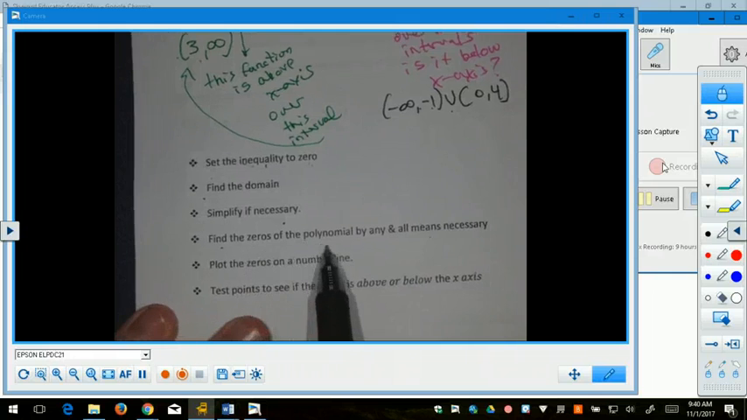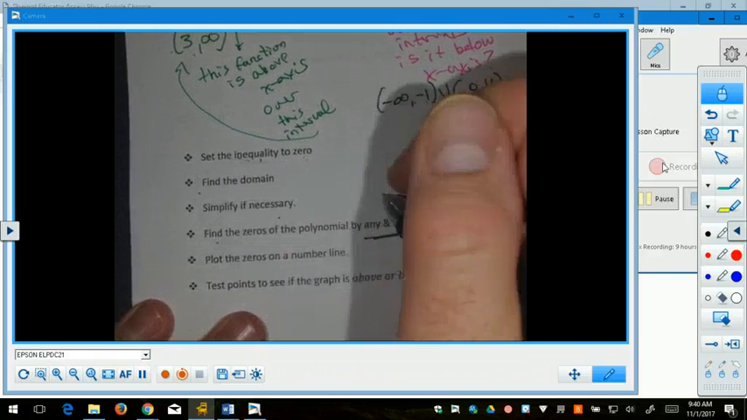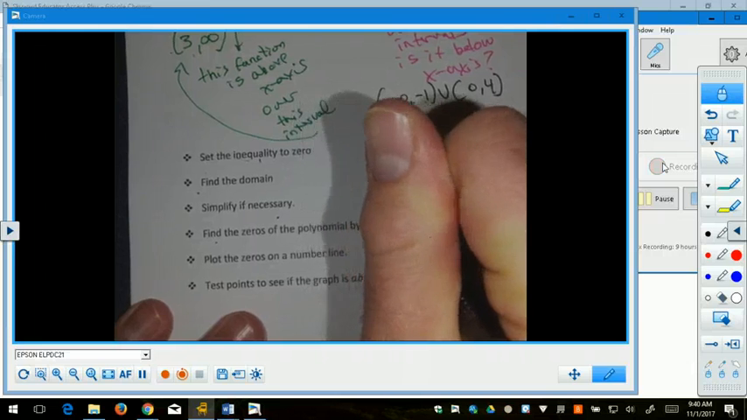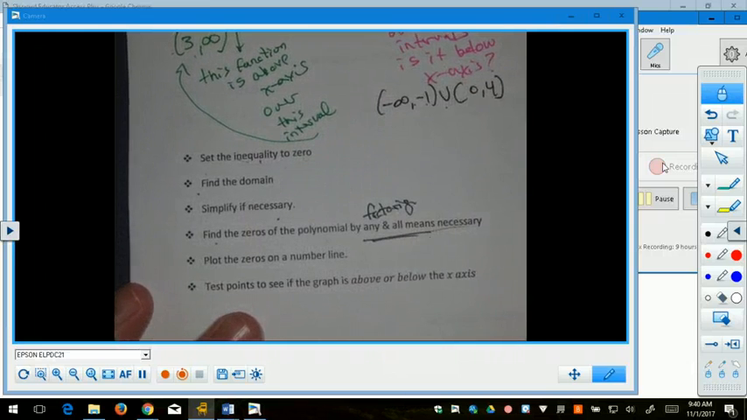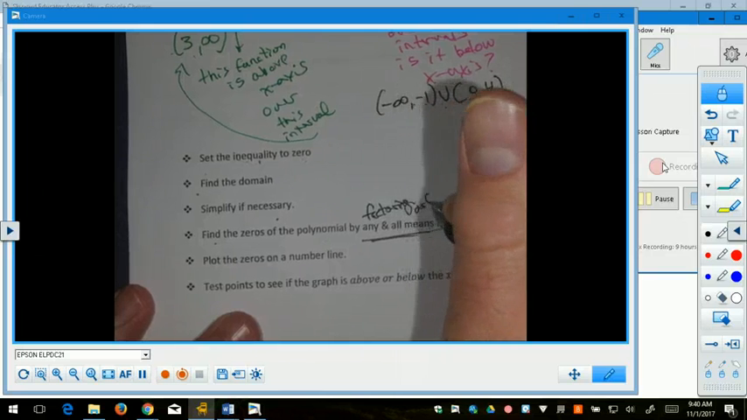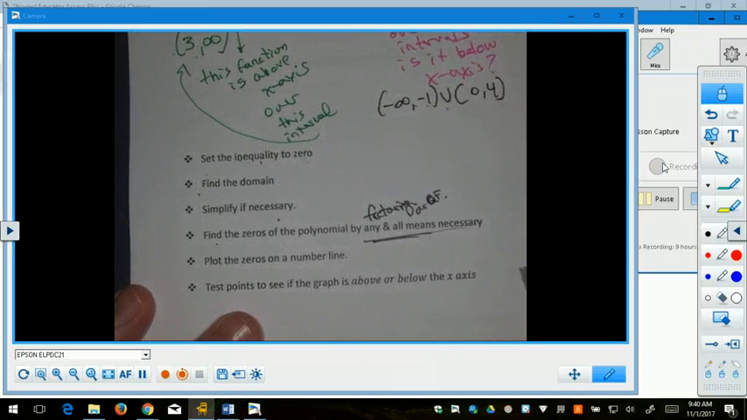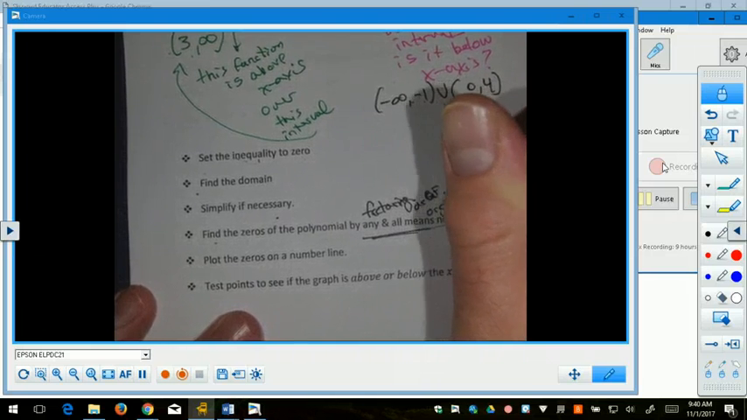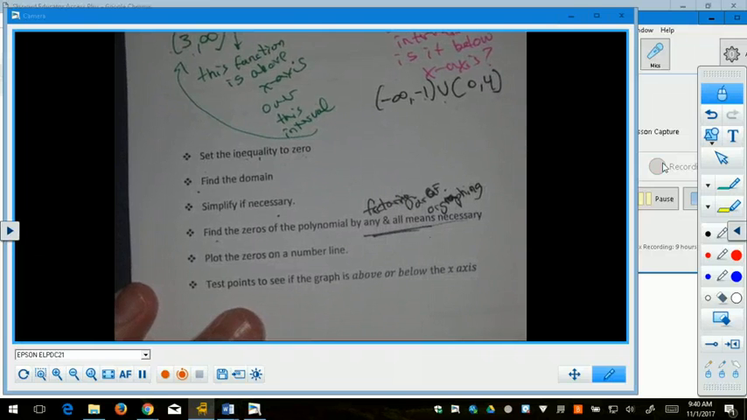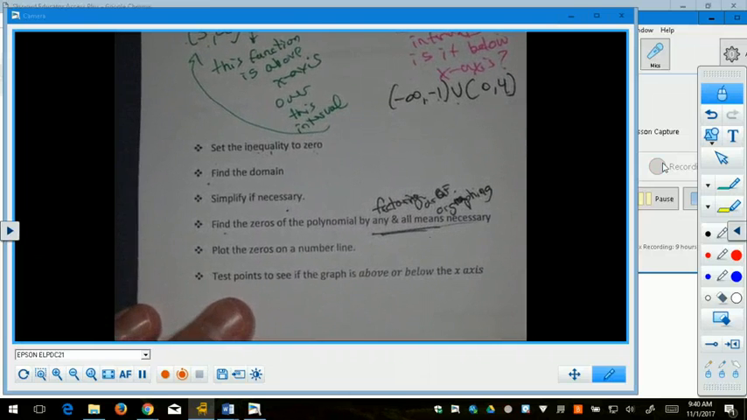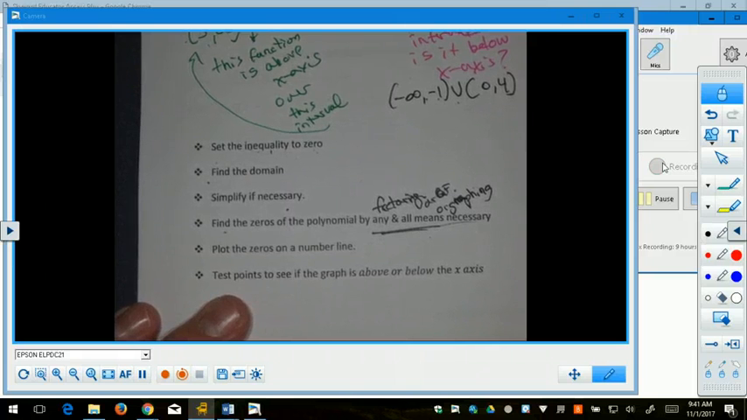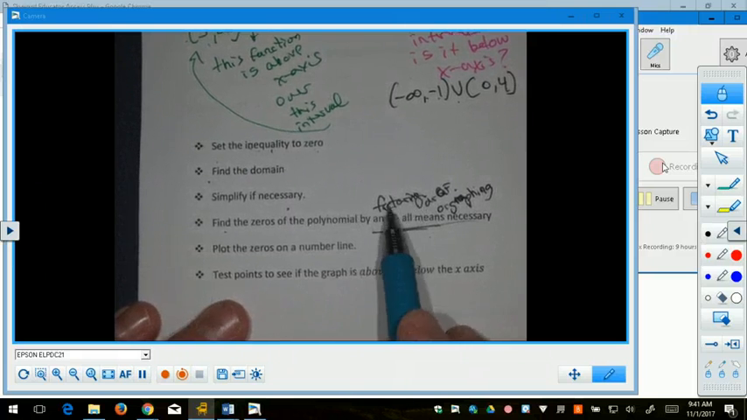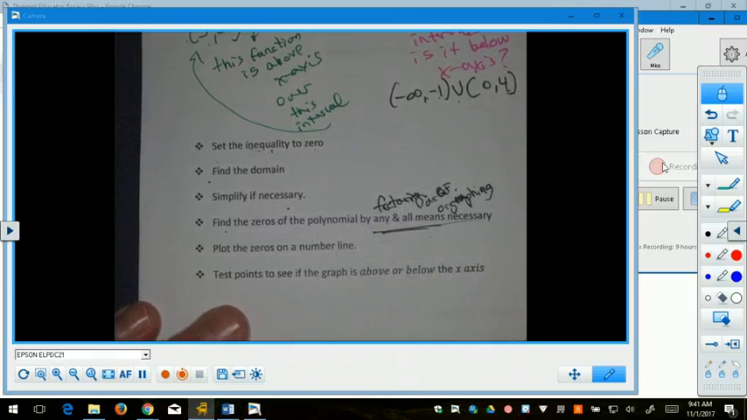And then find the zeros of the polynomial by any and all means. What they mean by that is hopefully by factoring, which is either factoring or solving. Maybe you have to use the quadratic formula if you've gotten it down to a quadratic. Or graphing. If you can get them from graphing, go for it. Okay, you got your zeros. You have a way of showing that those are your zeros. Make your sign chart using those numbers. It's not always going to work out conveniently by graphing, though. You may have to use the rational roots theorem and/or break that polynomial down to use the quadratic formula.